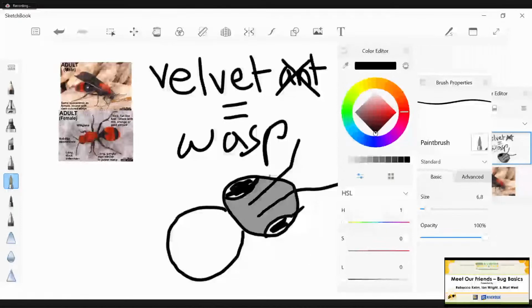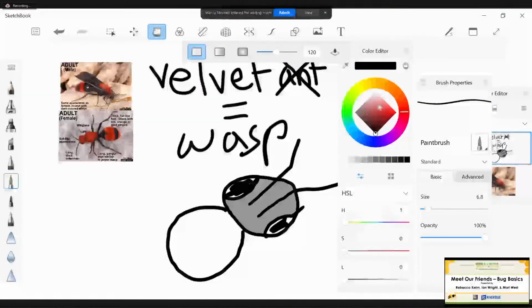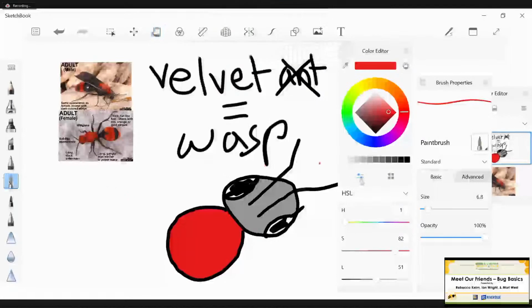Now, one of my favorite parts about the velvet ant is that its thorax is a nice red color. Okay, there we go. And then, of course, attached to our thorax, we have our 6 legs, which I will be drawing in the joints. So it's going to be thin legs.